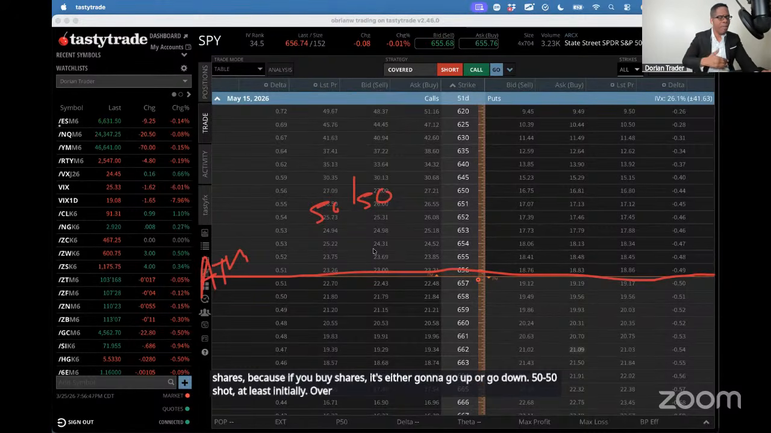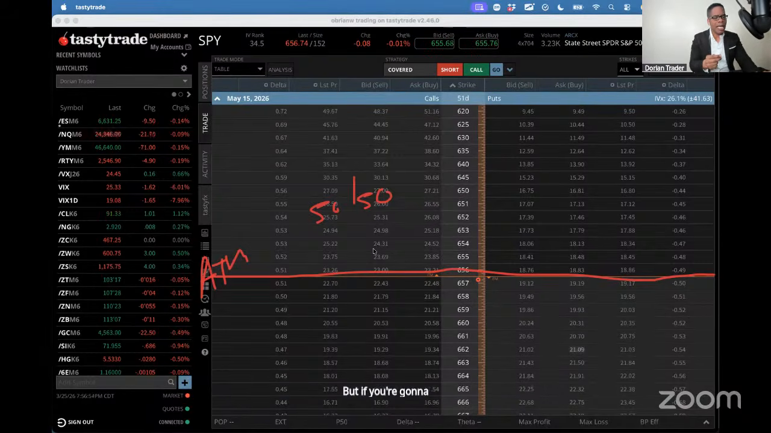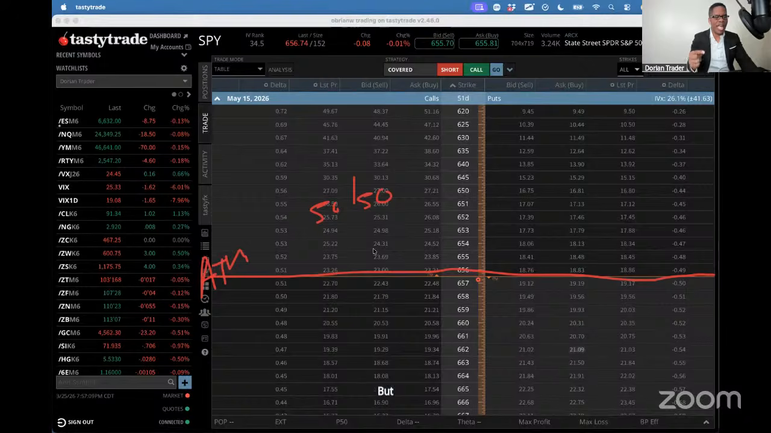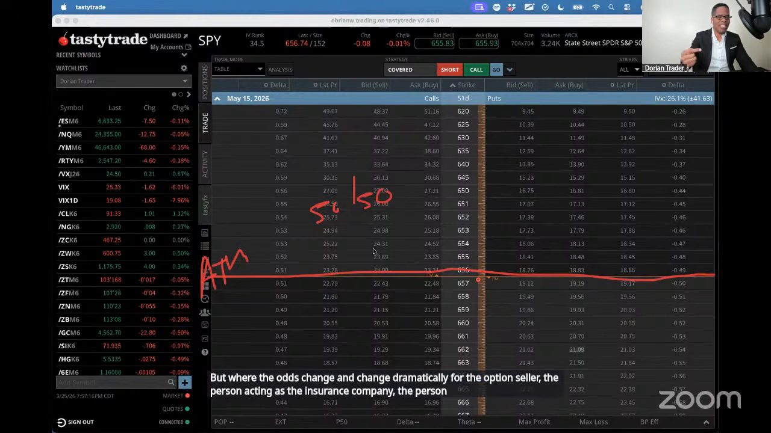Over time, it might drift up like the S&P 500 or this SPY that we're looking at. But if you're going to buy at the money initially, it's a 50-50. That's just pure statistics, right? So I want you to think of that as options when you're buying or selling options. At the money is a coin flip. And that's not bad, right? It's better than something less than a coin flip. But where the odds change, and change dramatically, for the option seller, the person acting as the insurance company, the person acting as the casino, is the out of the money area.